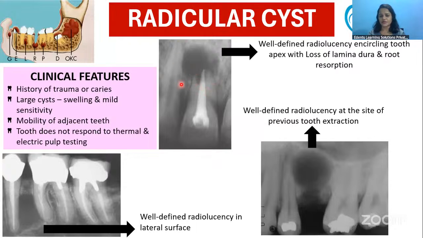This is the radiographic picture of the radicular cyst. As you can see, a well-defined radiolucency encircling the apex of the tooth, loss of lamina dura, and root resorption can also be seen. This is an IOPA of the lateral radicular cyst. The lateral radicular cyst can be easily confused with the lateral periodontal cyst, again a well-defined radiolucent area on the lateral surface of the tooth. And this is an example of the residual cyst. The tooth has already been extracted, but the radiolucent area remains. Such areas are called residual cysts.